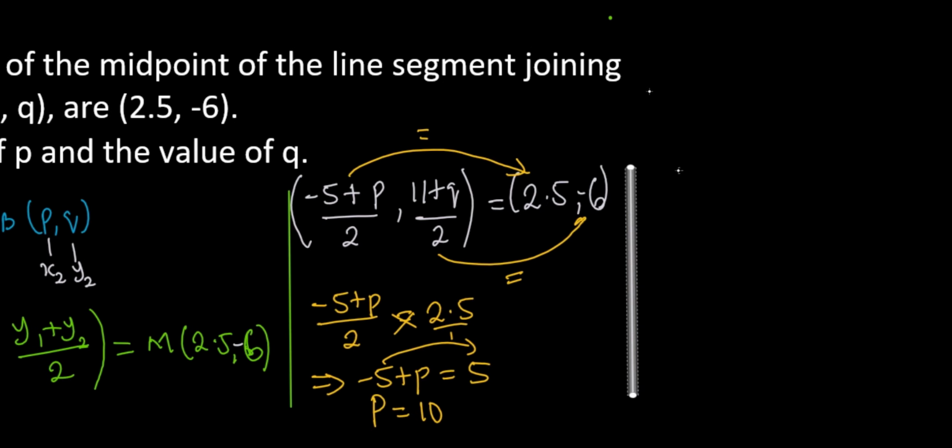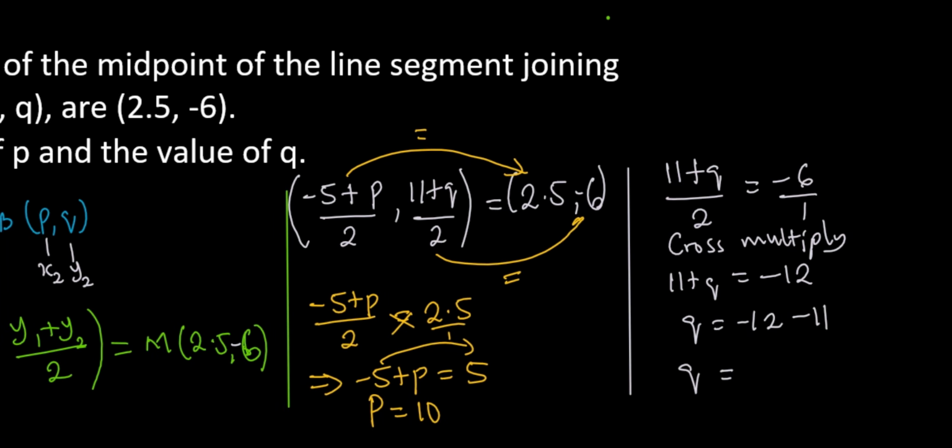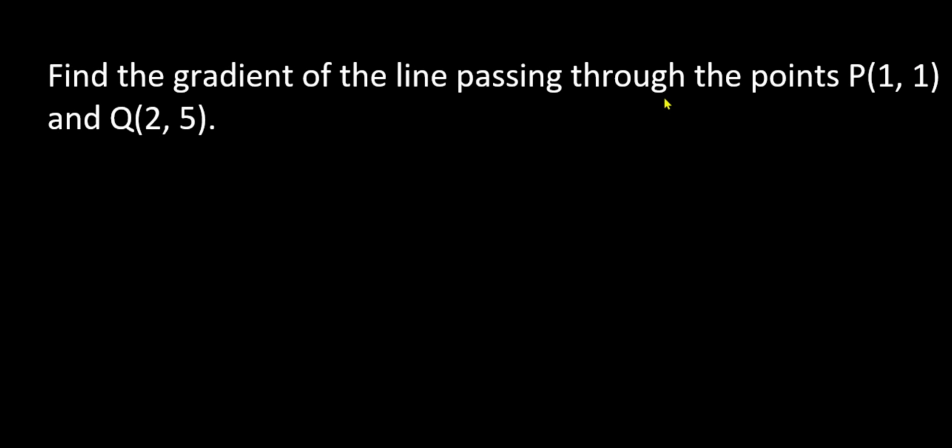We also have to get for the 11 plus q over 2, which equals -6. If we cross multiply, we have 11 plus q equals -12. q will be equal to -12 minus 11. We have q is equal to -23. That gives us the answer for p and q.